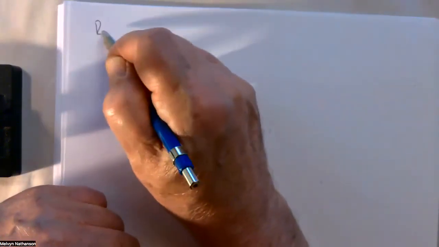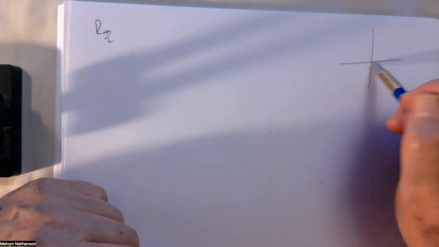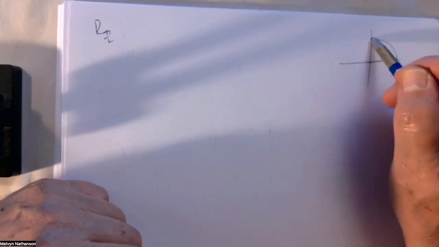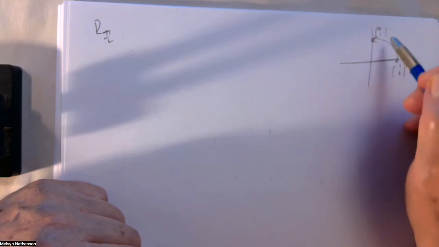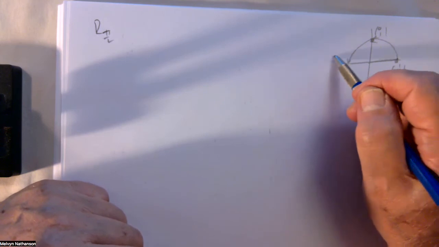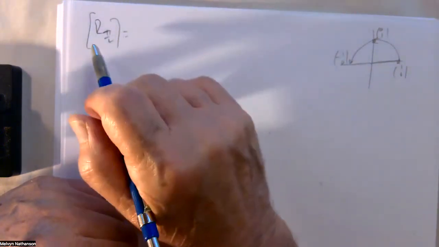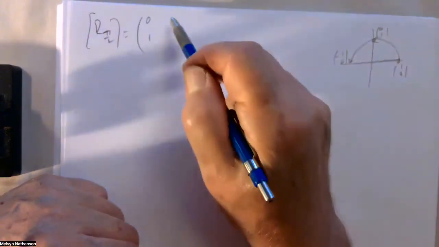Suppose we had rotation by pi over 2. What is r pi over 2? I mean, that's easy to see what happens. You rotate (1, 0) by 90 degrees or pi over 2, you get to (0, 1). You rotate (0, 1) by 90 degrees or pi over 2, you get to (-1, 0). So the matrix for this is 0, 1, minus 1, 0.